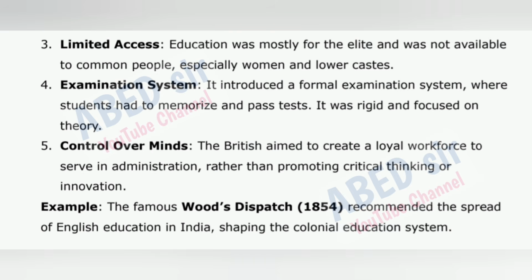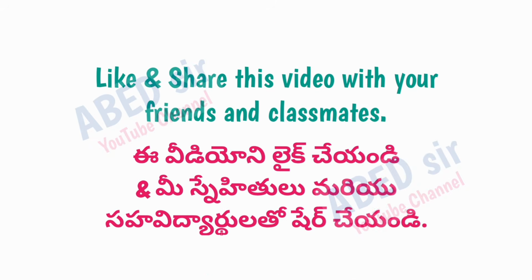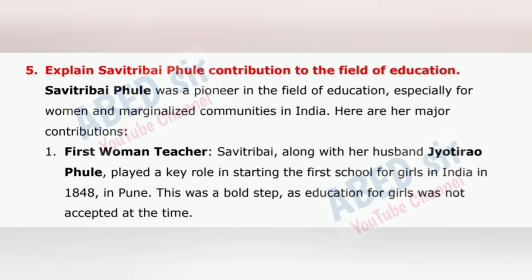5. Control over minds. The British aimed to create a loyal workforce to serve in administration rather than promoting critical thinking or innovation. Example, the famous Wood's Dispatch, 1854, recommended the spread of English education in India, shaping the colonial education system. Next important short question is 5.